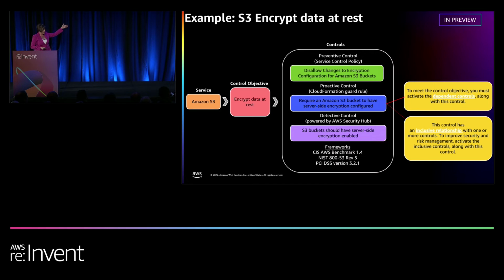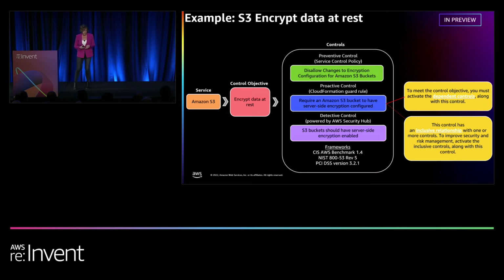This is the example that we're going to talk through in the demo. This is an example here. The control objective is encrypt data at rest for S3. You can see there are multiple controls that you would have had to have defined, that we've defined and will maintain for you. You've got your preventive control, you've got your proactive control, and you have a detective control.